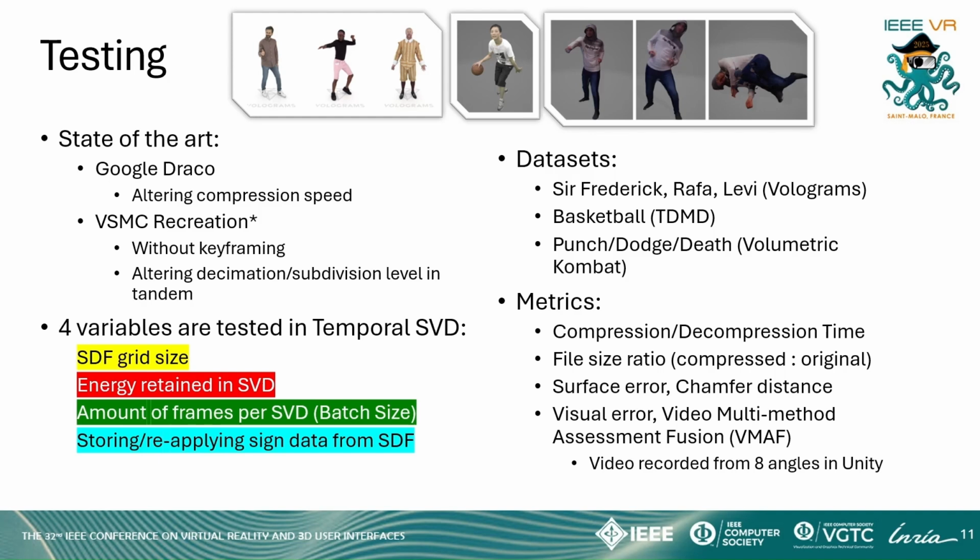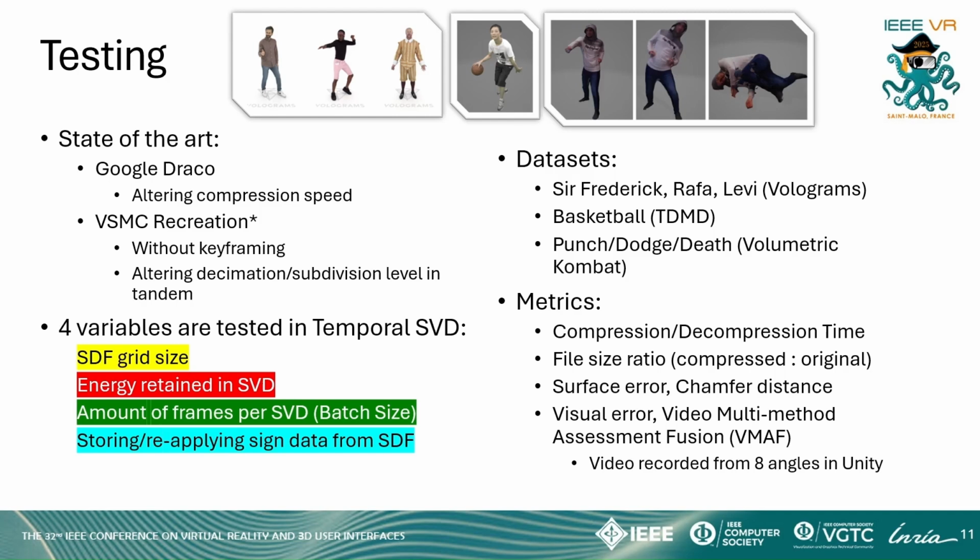As for how we are testing our method, we are altering things like the SDF grid size, the amount of energy retained in the singular value decomposition, the amount of frames per batch of the temporal compression, as well as the effect of storing and reapplying signs from a signed distance field. The datasets we choose are the Surfrederick, Rafa, and Levy datasets from the Vologram set, the basketball dataset from the Tencent Dynamic Mesh database, as well as the punch, dodge, and death animations of volumetric combat.